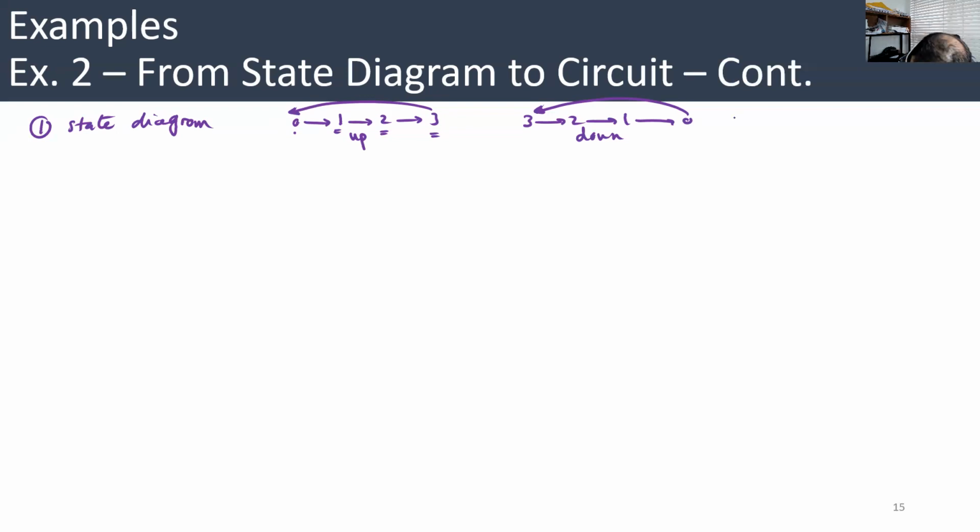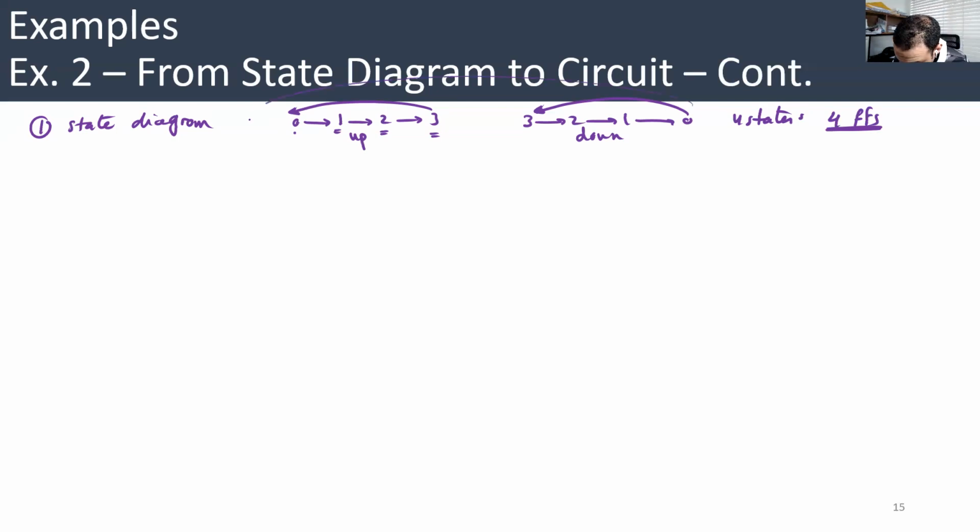So you have 4 states. 4 states means you have 2 flip-flops, because each one will have one output, Q, like for example Q and QB, so you can build the 4 states. In this case, it will be 2 flip-flops.